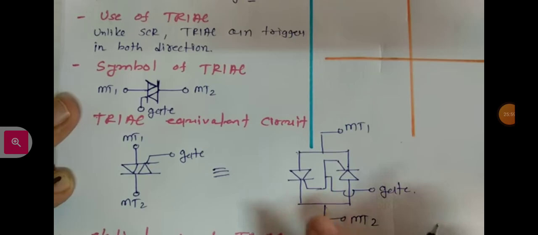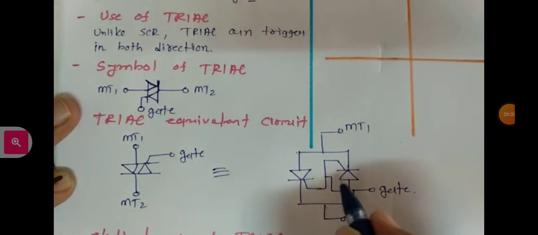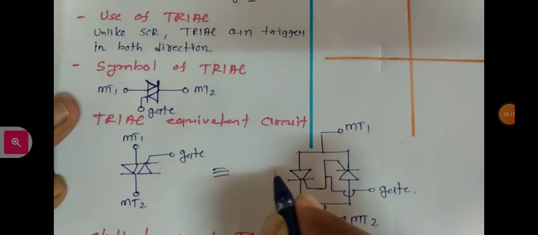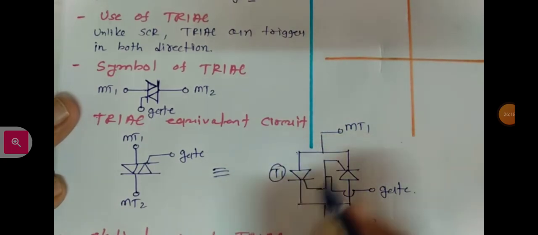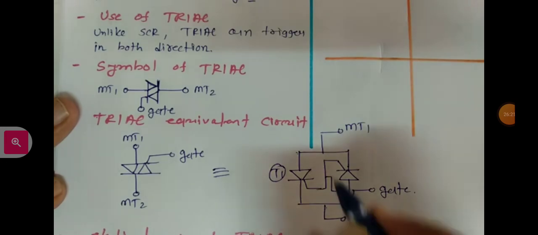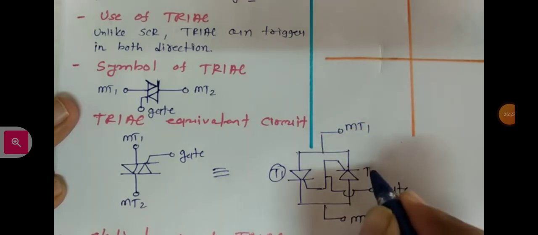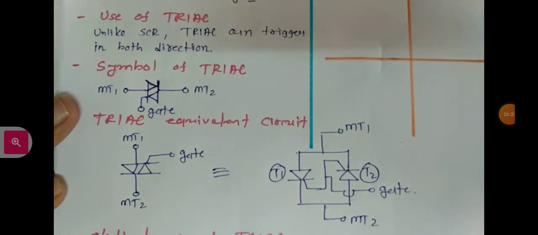So its equivalent circuit is two back-to-back SCRs, and the gates of both SCRs are combined together. When we talk about its operation, if MT1 is positive with respect to MT2, then this SCR, let us say this is T1, gets triggered in forward bias and T2 is in reverse bias. And when MT2 is positive with respect to MT1, at that time T2 is in forward bias and T1 is in reverse bias. So in both cases there will be a characteristic of SCR, provided gate control is there.